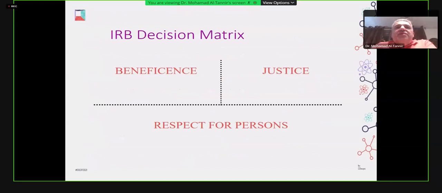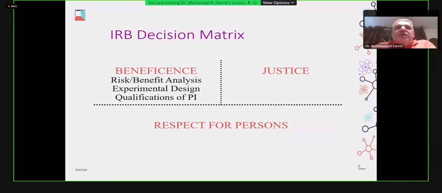As we said, the IRB decision matrix should really involve the three pillars stated in the Belmont Report: beneficence, justice, and respect for persons. Beneficence also means always weighing risk versus benefit. The analysis should be done appropriately. The experimental design should be well established and written in order to be applied adequately, and the qualification of the PI should be at the level of the experiment.